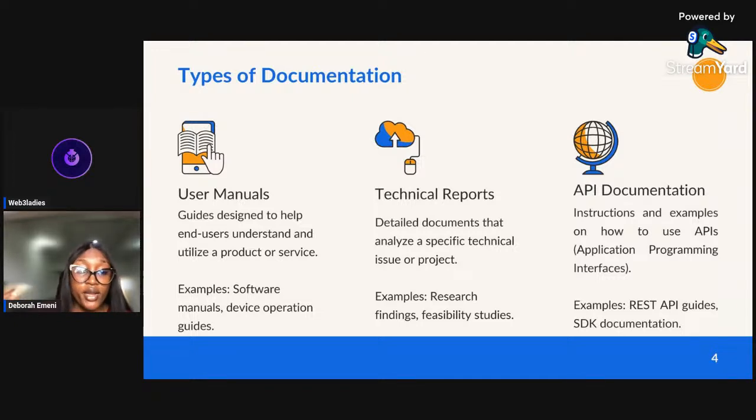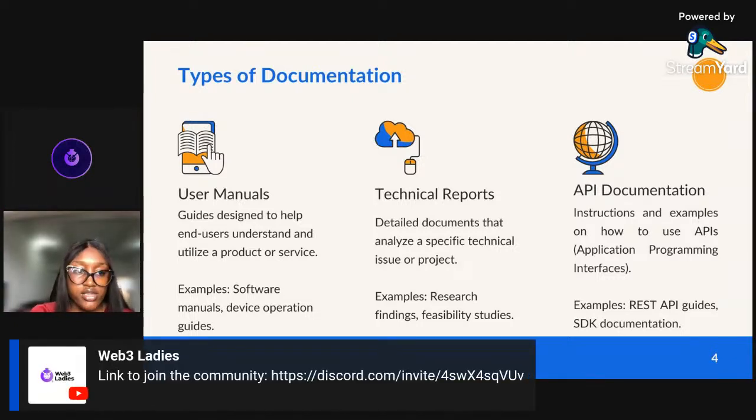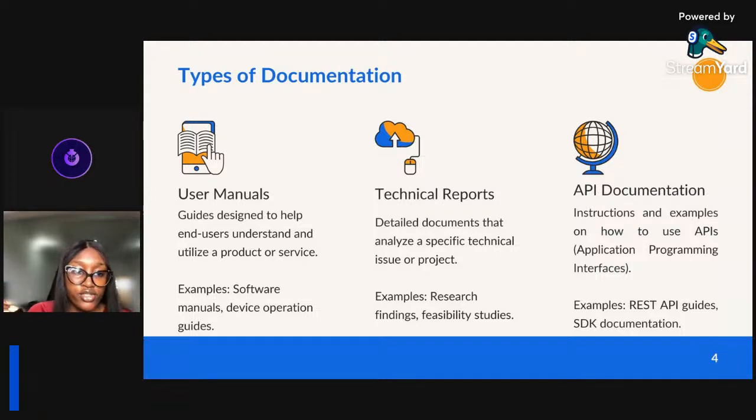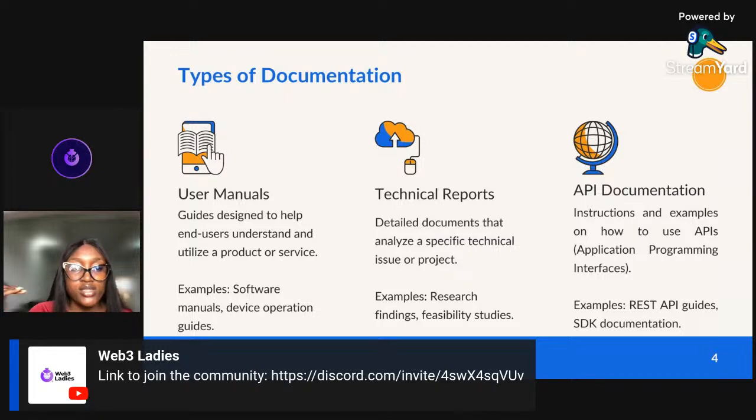User manuals are guides that are designed to help end users. When I say end user, I'm referring to who will end up using the product, who ends up using that software, who ends up using that service. That's what I'm referring to as end users. We have several examples of user manuals. We have software manuals and device operation guides and all of that. User manuals, like I said, are guides designed to help end users understand and utilize a product. They typically include step-by-step instructions, illustrations, and troubleshooting tips.